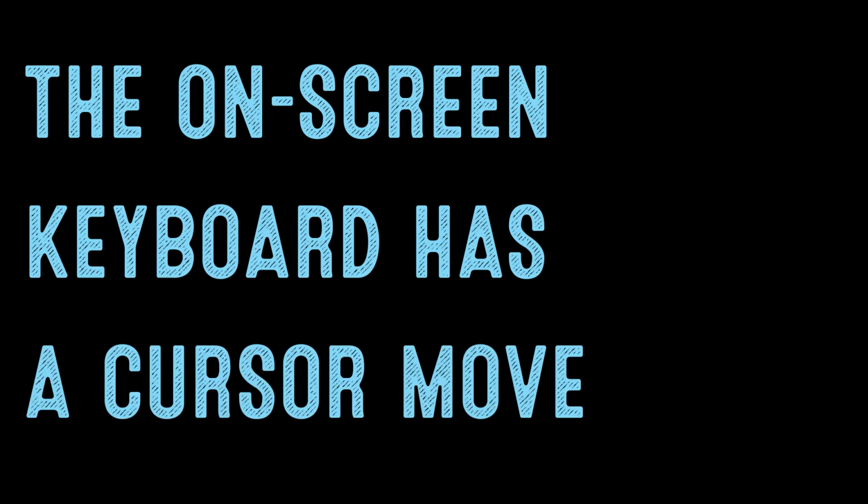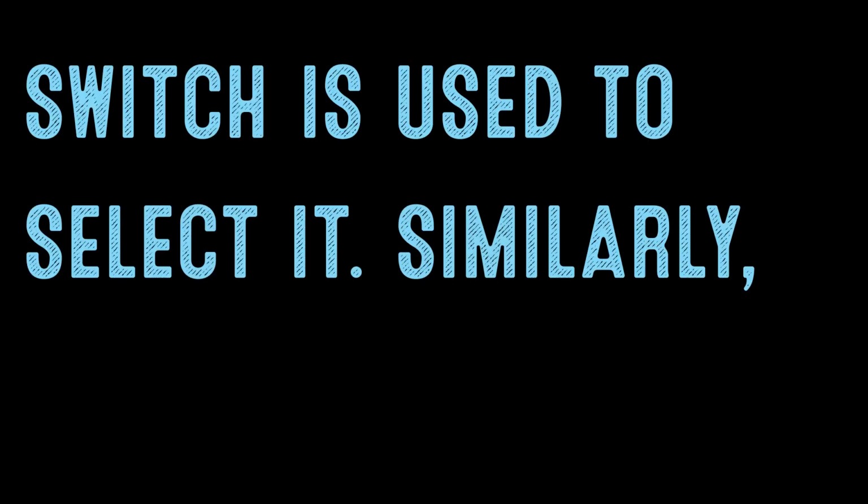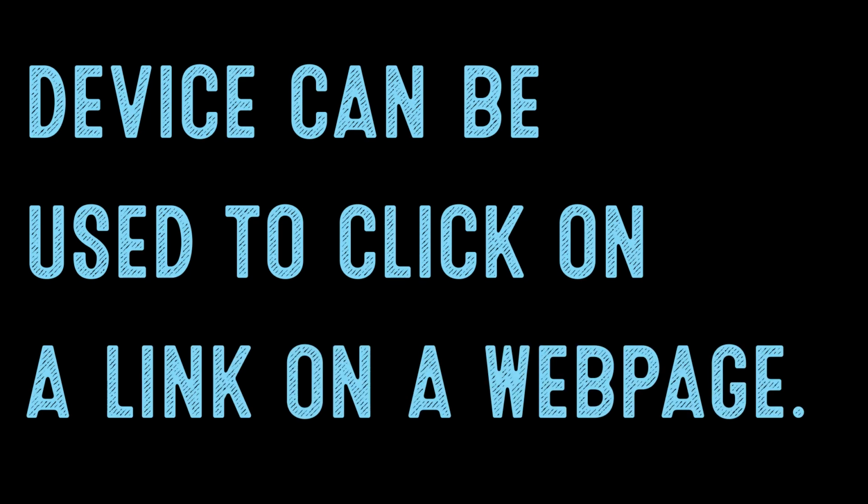Motion or eye tracking software can detect a target or the eye of a user to interpret what action is desired and can translate this to placing the mouse pointer to where the user intends to move it. Single switch entry devices are commonly used with on-screen keyboards. The on-screen keyboard has a cursor move across the keys, and when the desired key is in focus, the switch is used to select it. Similarly, a cursor can move throughout a web page, and the single switch entry device can be used to click on a link on a web page.